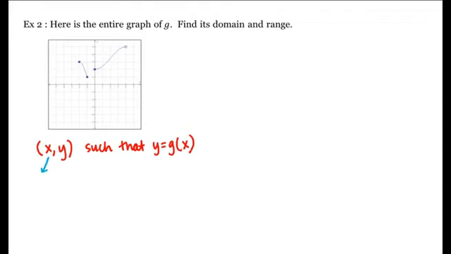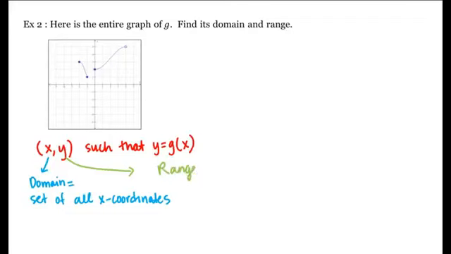And again, the domain is the set of all possible x-coordinates of points on the graph. And the range is the set of all y-coordinates of points on the graph. Okay, so what is the domain? What is the set of all possible x-coordinates of points on our graph?